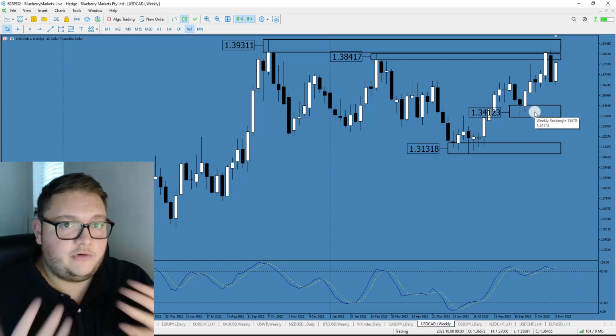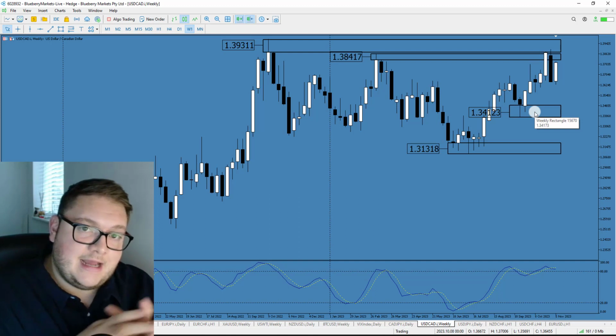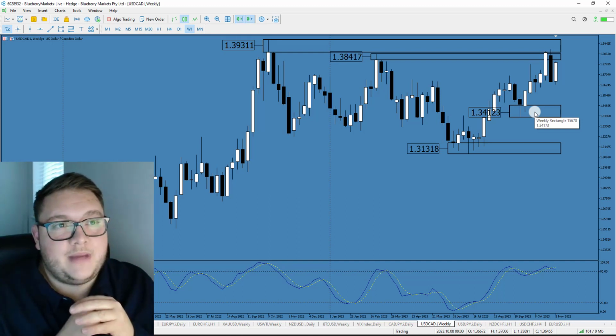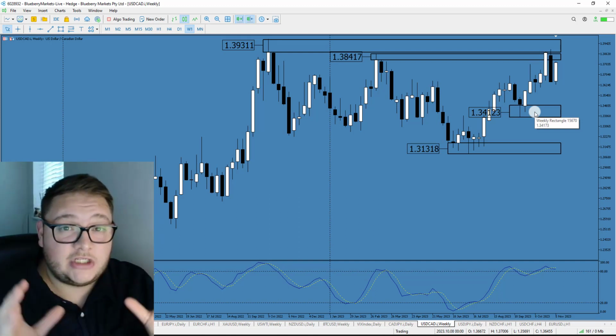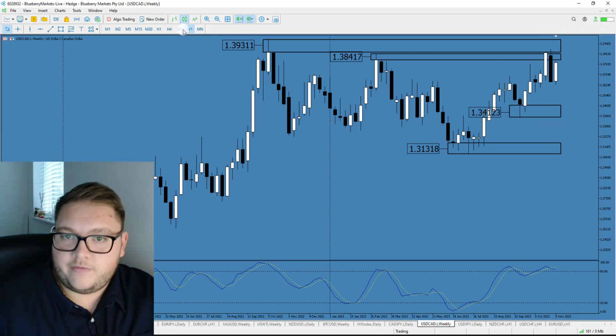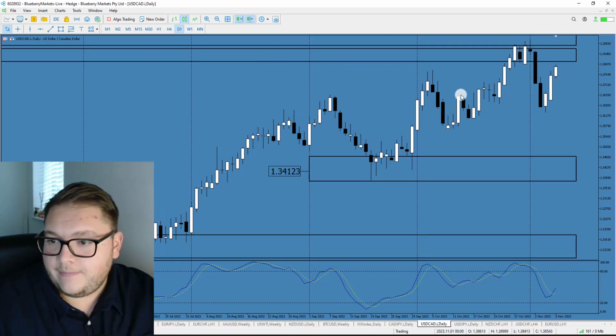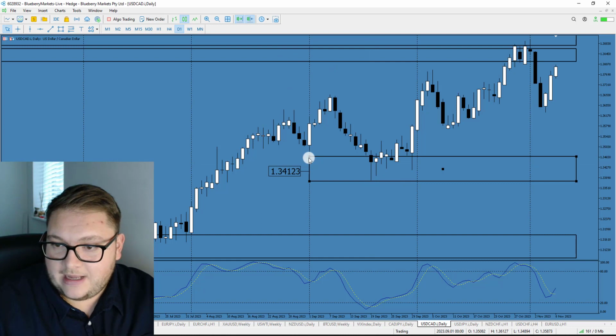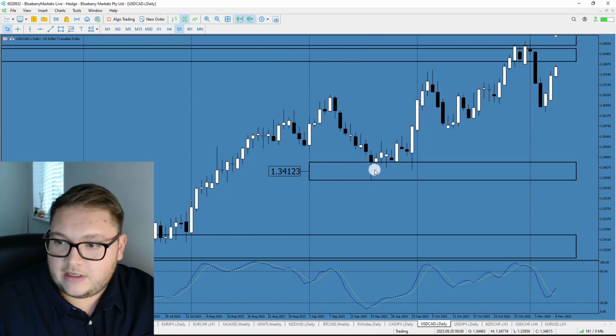Now, I then like to refine these levels. I like to go down to the daily and the 4 hour just to refine them a little bit better, because I like to see those extreme points of support and resistance. So if I go to the daily chart here, I can see that I can narrow this one down. I can move it down towards that area there like that. So we can narrow it down.